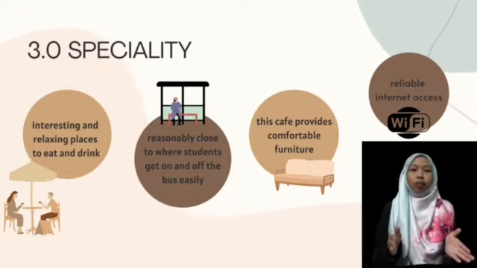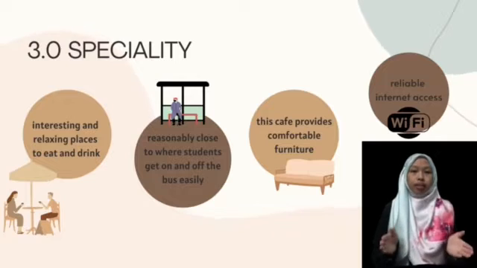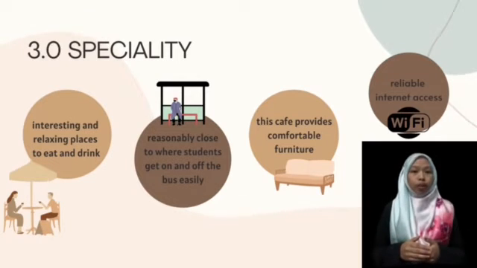Third, this cafe provides comfortable furniture that helps keep students' bodies at ease while studying and relaxing. The right furniture in the cafe is important for the health and productivity of students in college. And lastly, Comodo Cafe provides free Wi-Fi because students in college are constantly looking for reliable internet access.